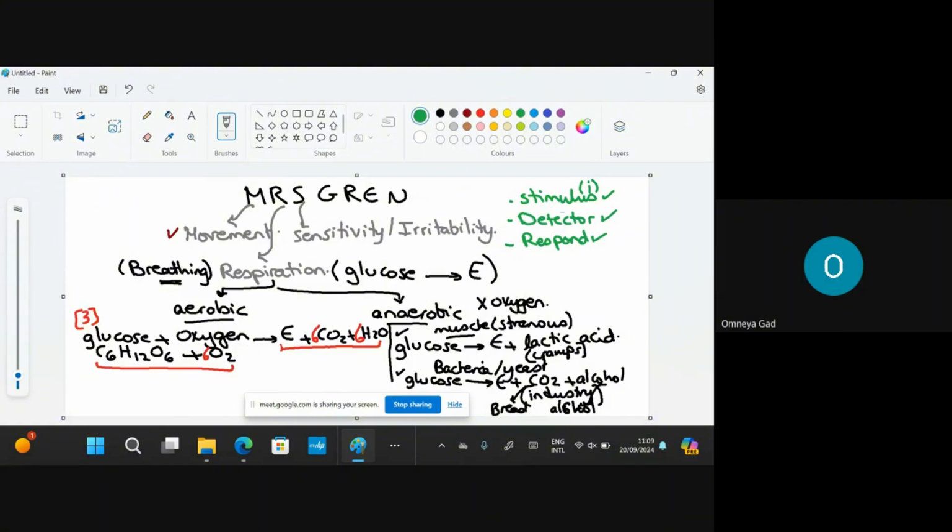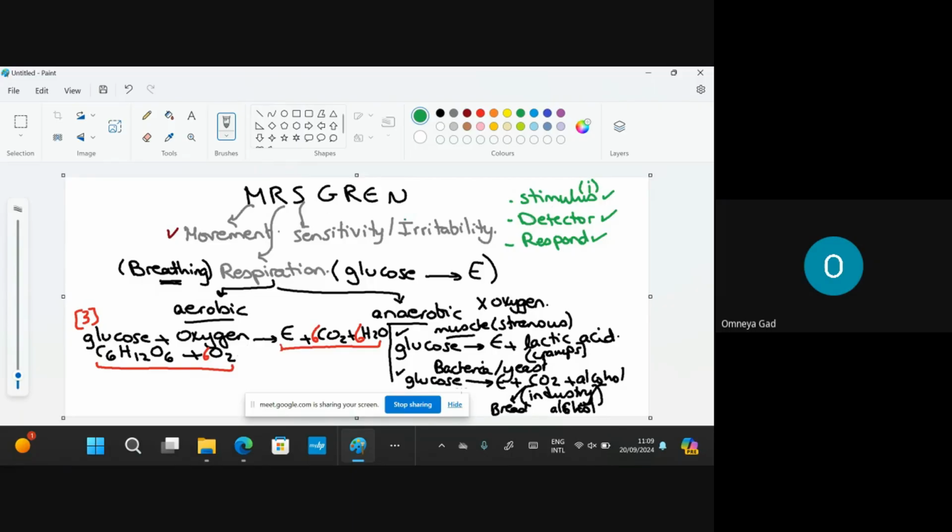If we need them in a definition for sensitivity or irritability, you are going to say you respond towards a stimulus, which might be light, a hot object, pain, using one of your five sensations or using the detector. So this goes for sensitivity.